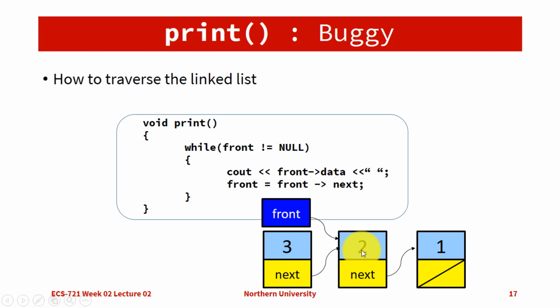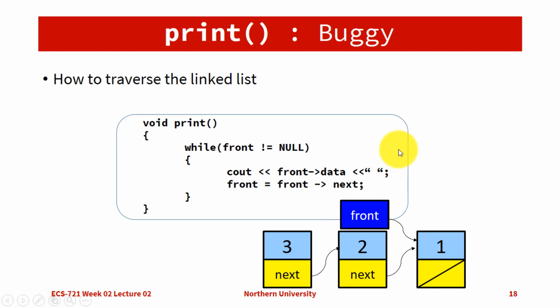So we get the value of the data, which is 2. We display it on screen, and then we update the front to point to the next node. How do we do that? Again, this statement is very important. So front next means get the address of this next pointer and assign it to the front. And this particular next pointer is holding the address of this node. So the address of this node will be assigned to front, and when we execute that statement, the front will now be pointing to the last node in the list.